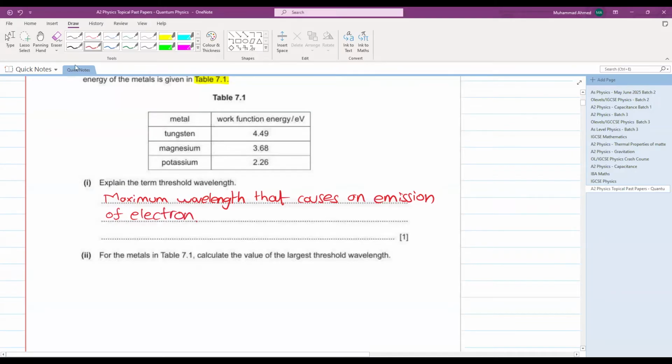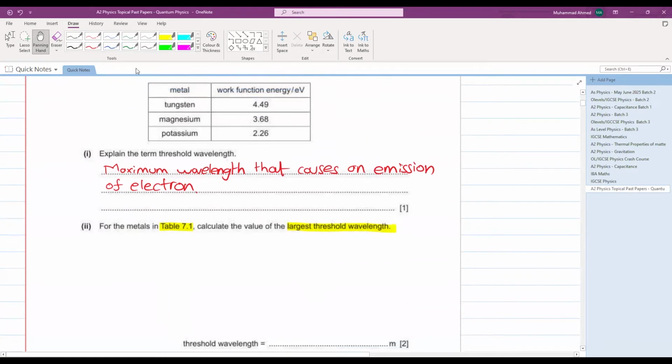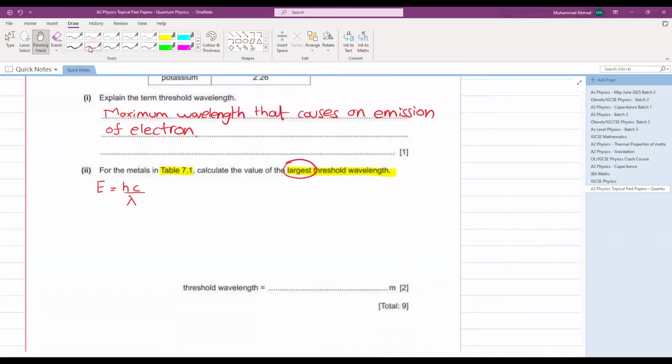Let's move on to part I2. For the metals in table 7.1, calculate the value of the largest threshold wavelength. Now, there is a smart way to do this question, and there is a very absurd way to do this question. You have to calculate the largest threshold wavelength. First of all, let's write the formula of energy of a photon. Energy of a photon is equal to hc over lambda. Can you see here that lambda is inversely proportional to energy?